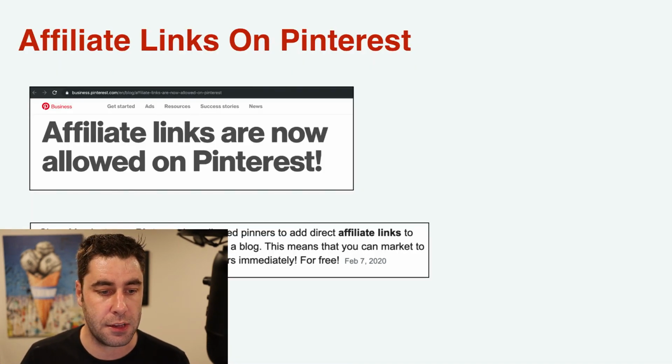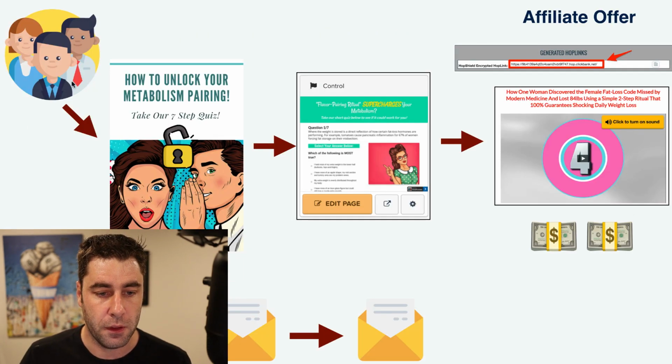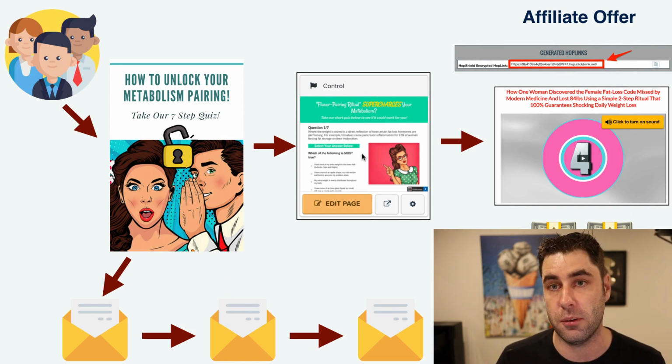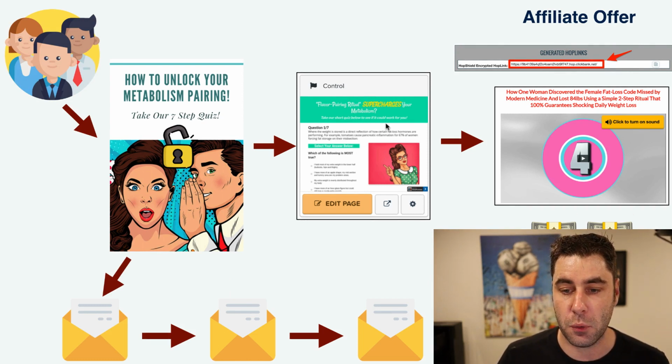Now the next step, guys, once we have all this set up, this is the kind of thing we want to do. You want to make sure you've got your ad image ready. You want to make sure you've got a quiz page set up, which is really simple to do. I just showed you before. And then you want to link it all to your affiliate link, okay?